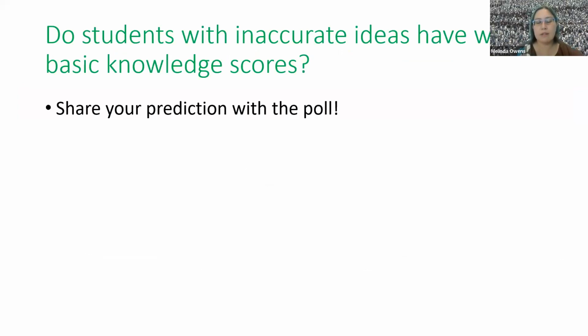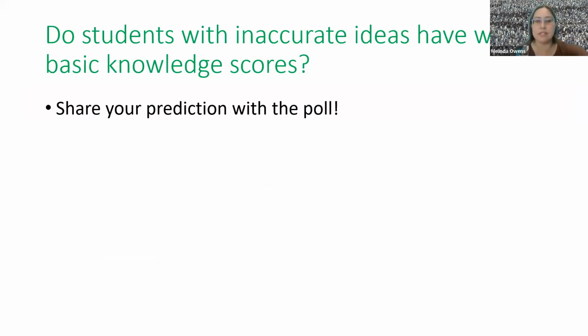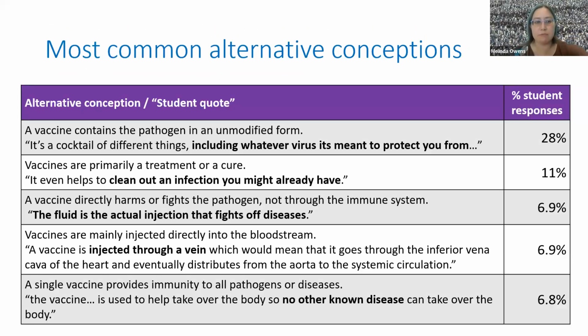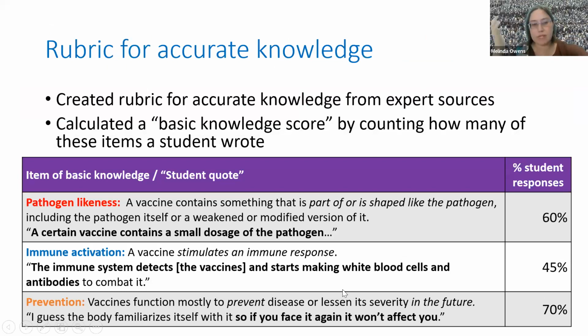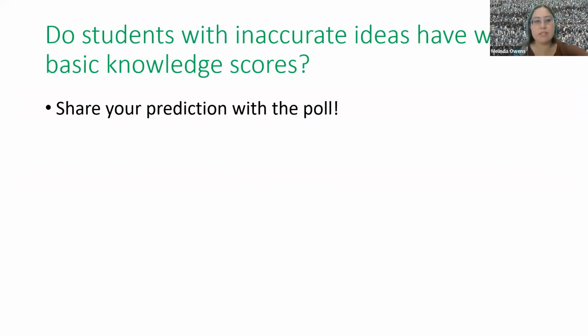Okay, so now we were also looking at the relationship between alternative conceptions and accurate knowledge. So going back to this rubric, we gave each student a basic knowledge score by adding up how many of these things they wrote in their response. So let me ask you, do students with inaccurate ideas have worse basic knowledge scores? And so I'm going to share a poll. Are people seeing that? Go ahead and click in.